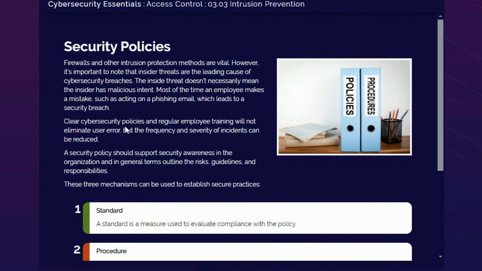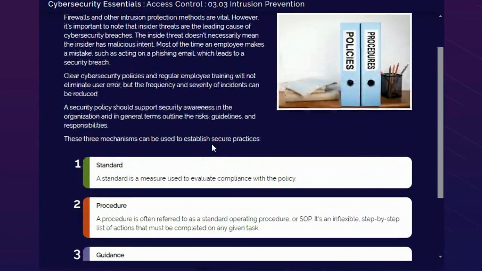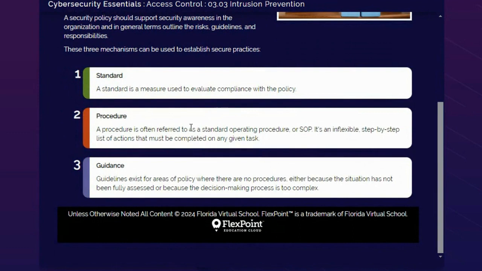Clear cybersecurity policies and regular employee training will not eliminate user error, but the frequency and severity of the incidents can be reduced. If people start recognizing, like a lot of us knew, okay, that's fake. That's going to create a problem. Don't click on that. A security policy should support security awareness in the organization and, in general terms, outline the risk, guidelines, and responsibilities. So these three mechanisms can be used to help establish these secure practices.